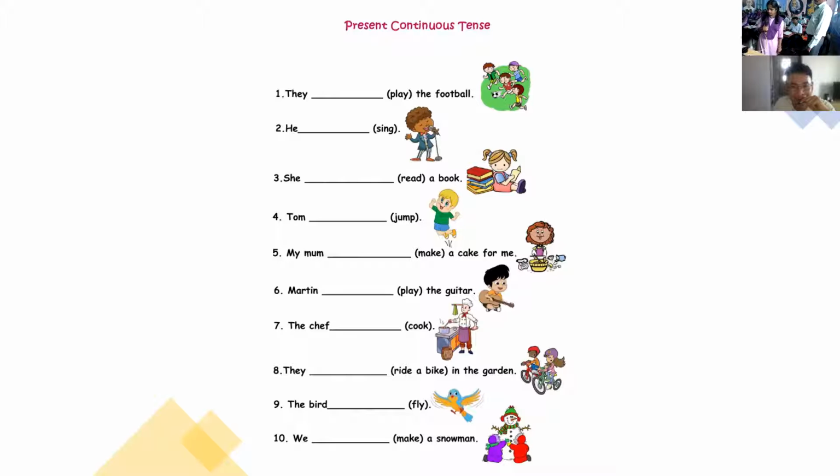The fourth one? Tom is jumping. Yes, jumping now, right? Very good. Number 5. My mom is making a cake for me. Do you like cake? Yes, sir. So what kind of food do you like best?